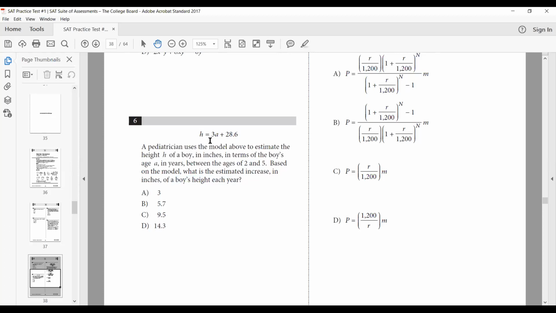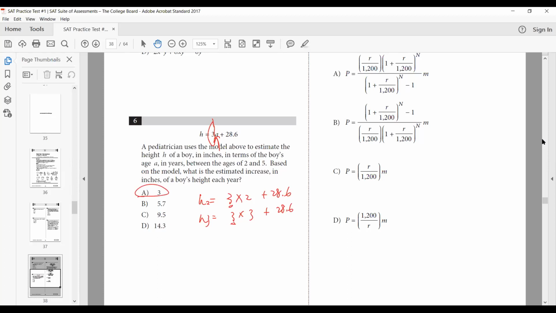So that will be easy, right? The coefficient of this age. Say at the age of 2, h equals 3 times 2 plus something. If the age is 3, it will be like this one, right? So what's the difference between them? It's actually the coefficient, right? So you can easily see the coefficient is the increase in height of a boy in 1 year. So that's it.